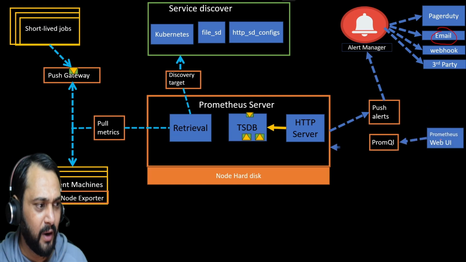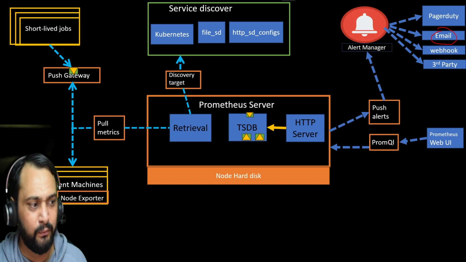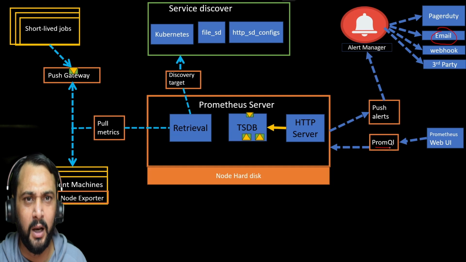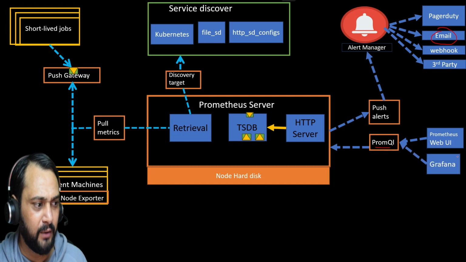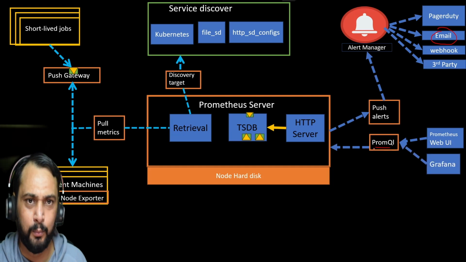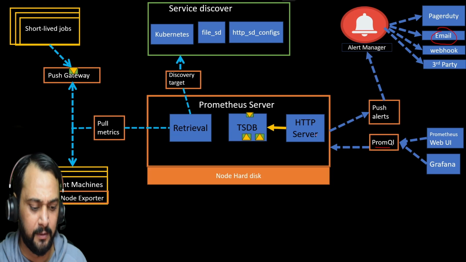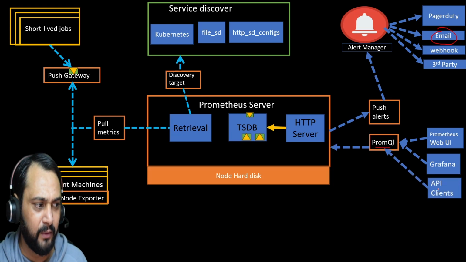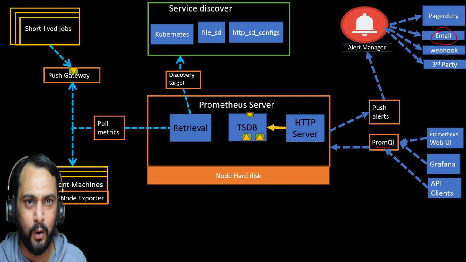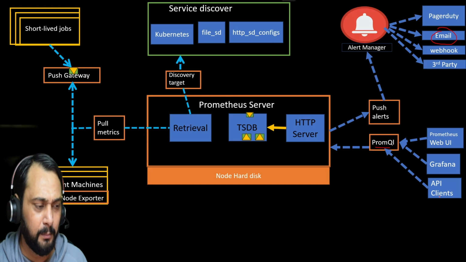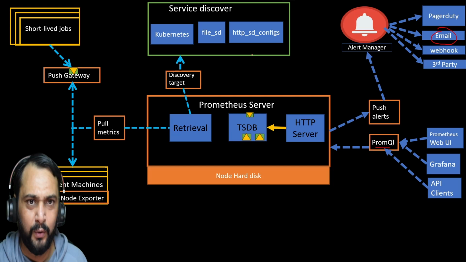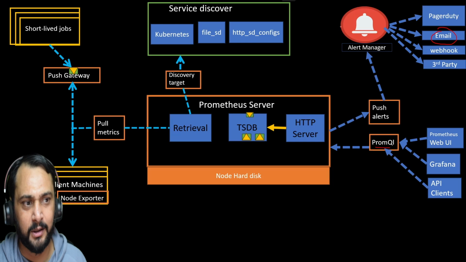And then we have a Prometheus web GUI, and these metrics we are fetching with the help of PromQL. PromQL means Prometheus Query Language. After that, we have Grafana. It is also using PromQL, and then it fetches the data. And obviously, we have API clients. If you have a third-party tool or you want to fetch the data by your own in-house tool, then you can use API client machines. So now we understand where this alert manager stands and why it is important, right?